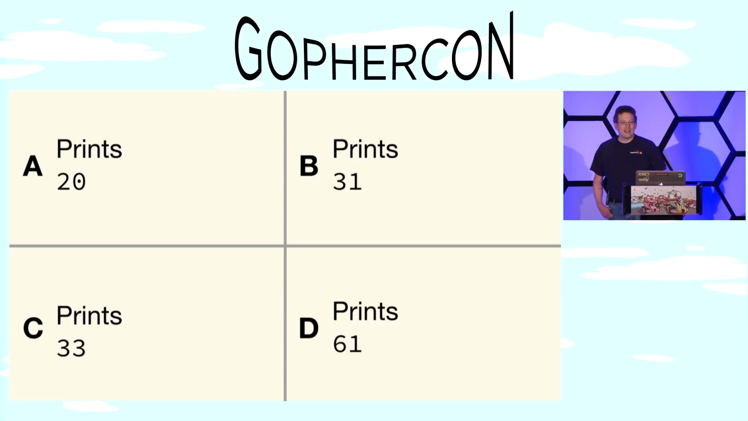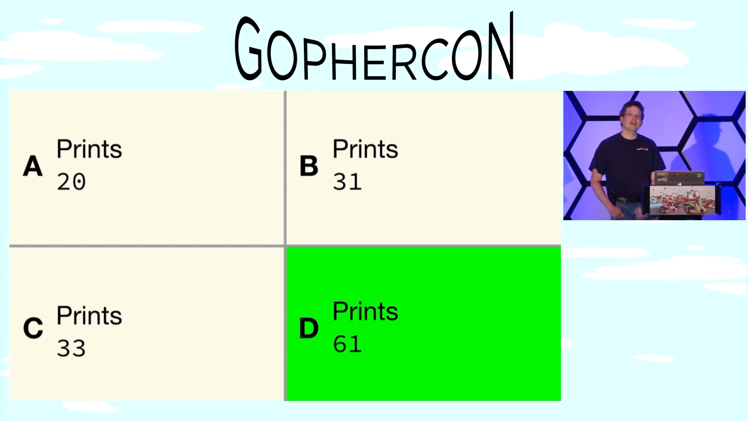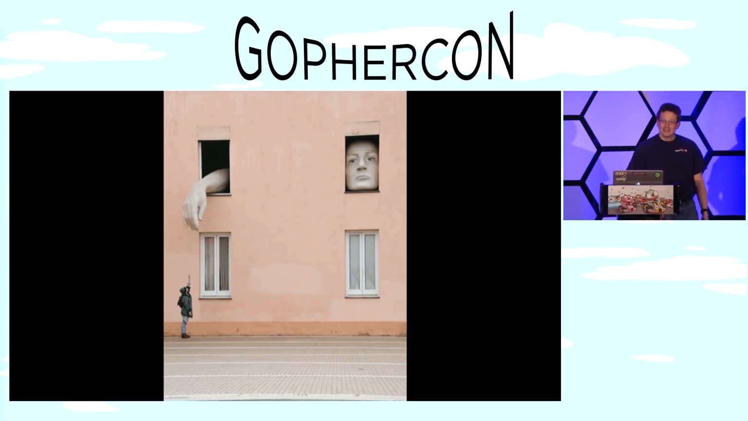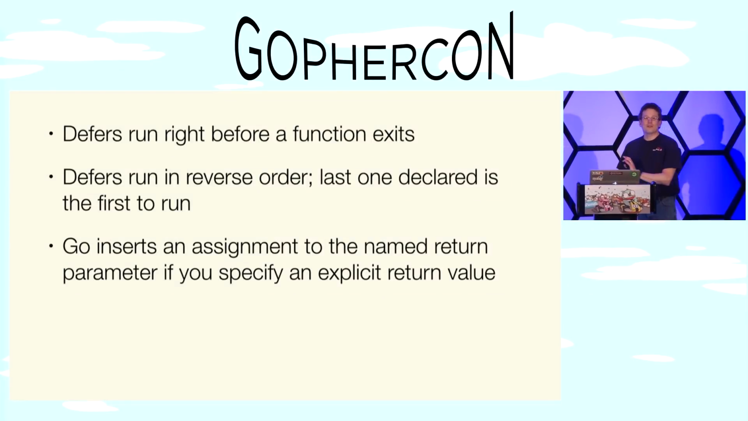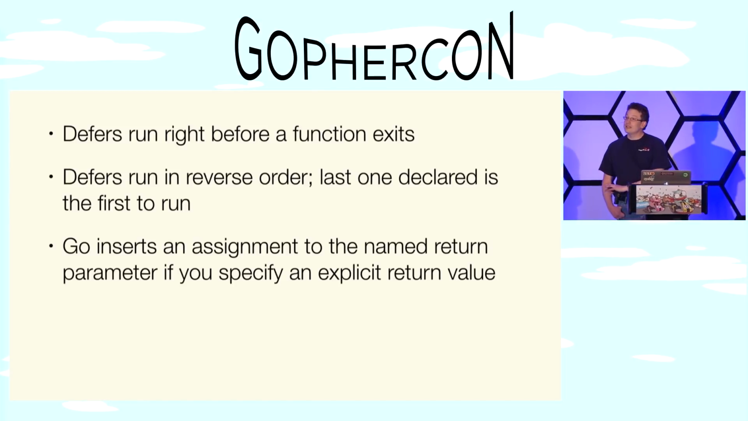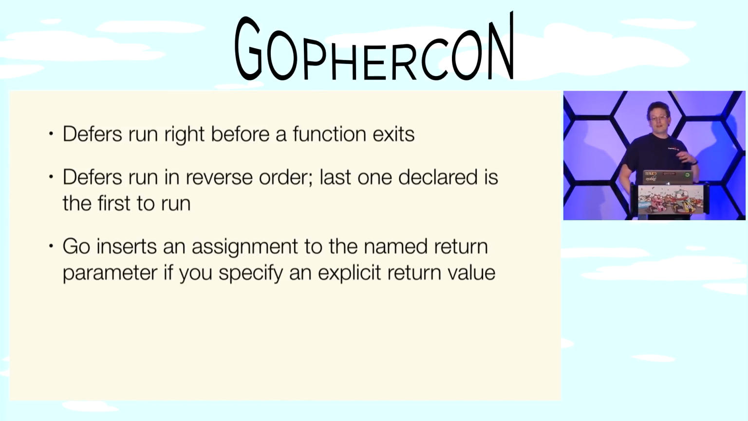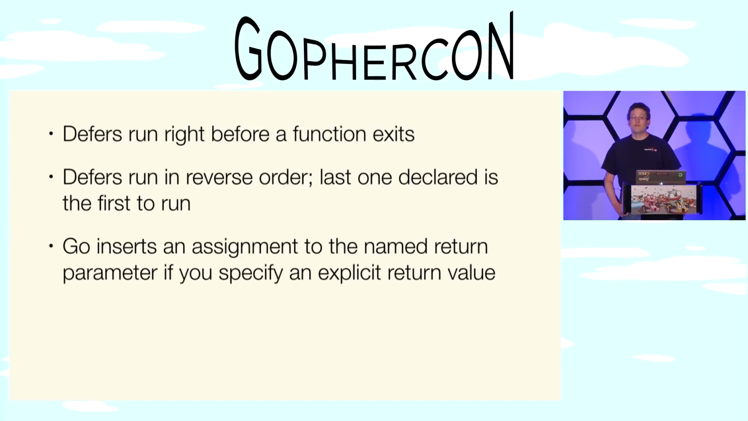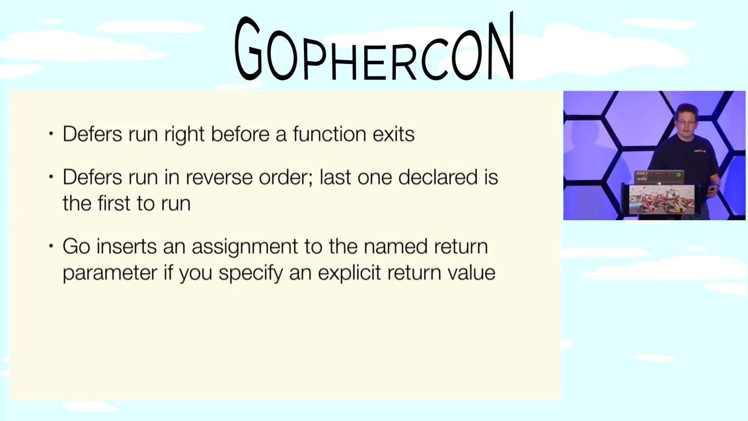All right, well, the correct answer is D. It prints out 61. What? How did that get returned? So there's a few things going on here. First, even though we say that defers run after a function completes, it's a bit more accurate to say that the defers run right before a function exits. And second, we have 2 defers. When you have multiple defers, they run in reverse order. The last one in your function is the first one to run. So we're going to triple the value of result, and then we're going to add 1 to it.